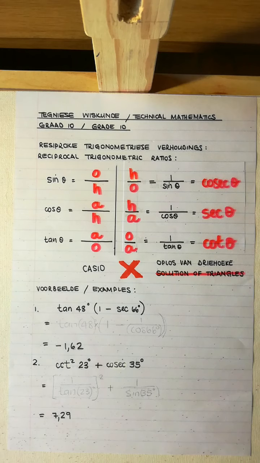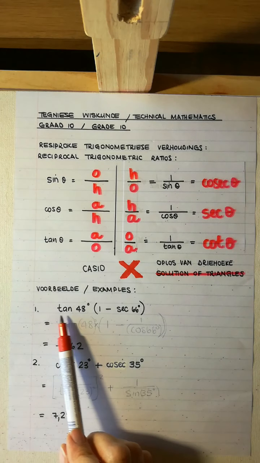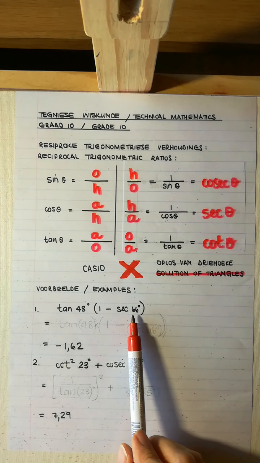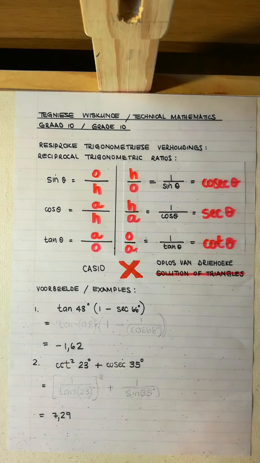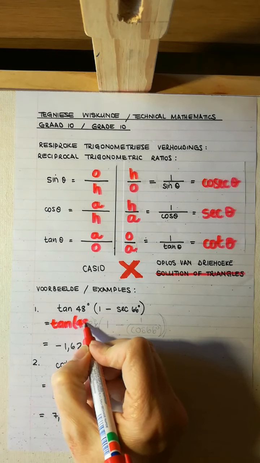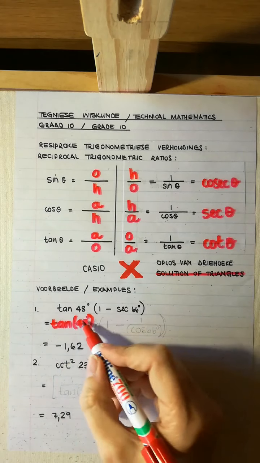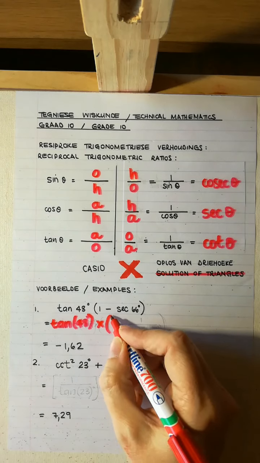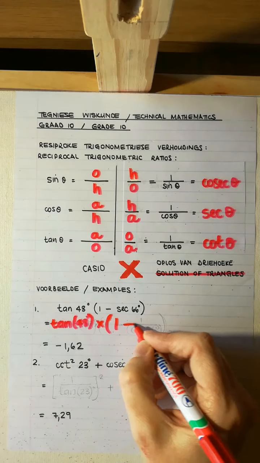Let's look at two examples. Tan 48 bracket 1 minus sec 66 degrees. We will write on the calculator tan 48, and we will use small brackets for the size of the angle, times a bracket 1 minus.